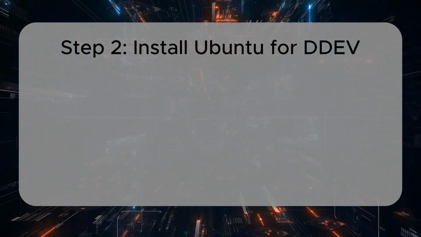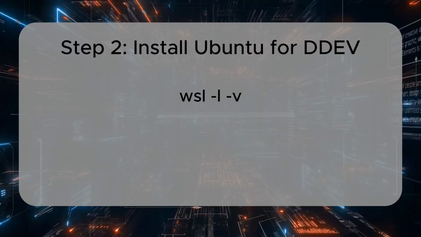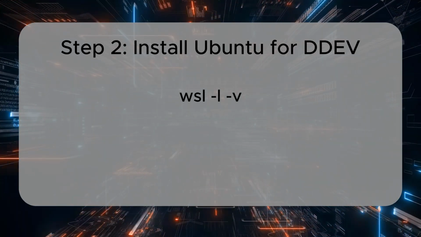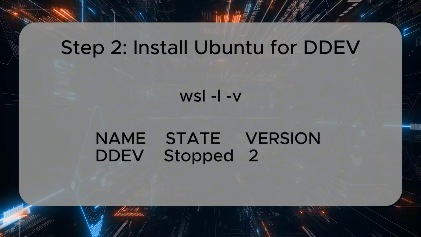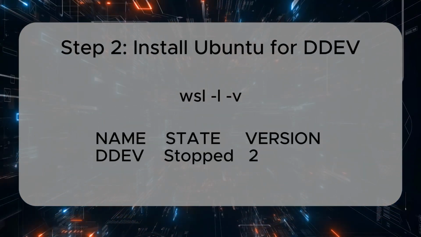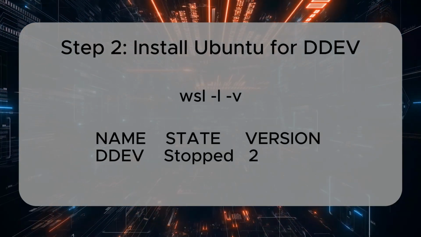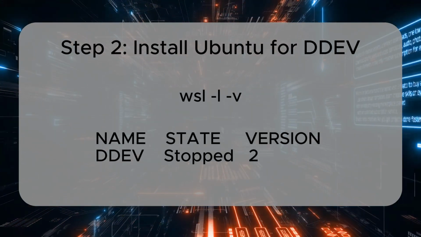Once that's done, verify the distro by running wsl -l -v. You should see something like name, state, version, DDEV, Stopped, 2. The important part is that the version should be 2 because DDEV works best with WSL 2 on Windows.